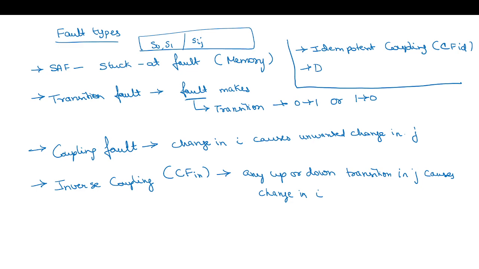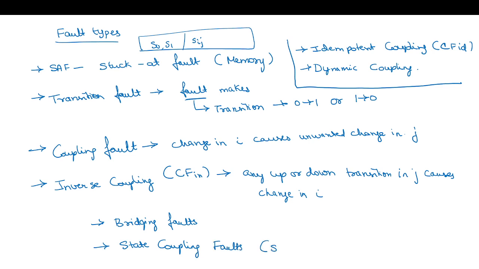Next we have dynamic coupling fault, which represents coupling between cells in different words. And also further we have bridging faults, a short between more than one cell. And next we have state coupling fault, which is represented by SCS.